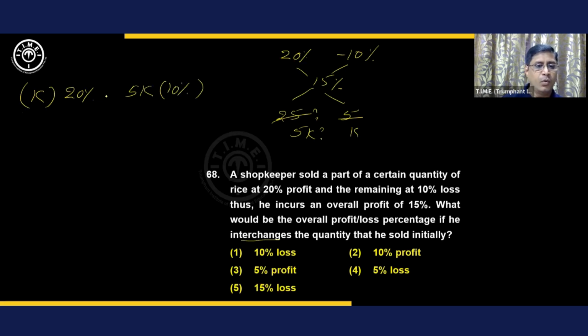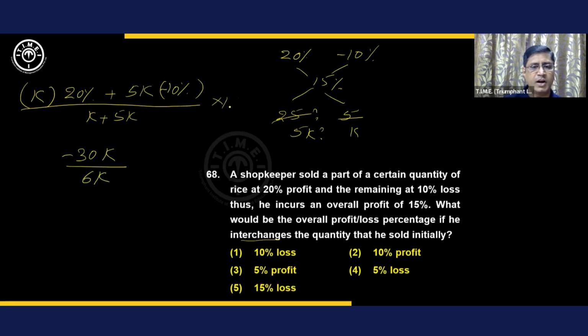Okay, then what is the overall percentage? Now simplify this. What is the cancellation? 20% of k and minus 10% of 5k, divided by k plus 5k, into 100. Into 100 means percentage, and the 100 gets cancelled. Now 20k minus 50k means minus 30k. Minus 30k by 6k. So when you are writing into 100, the 100 and percentage get cancelled. The remaining is equal to, now it is 1.